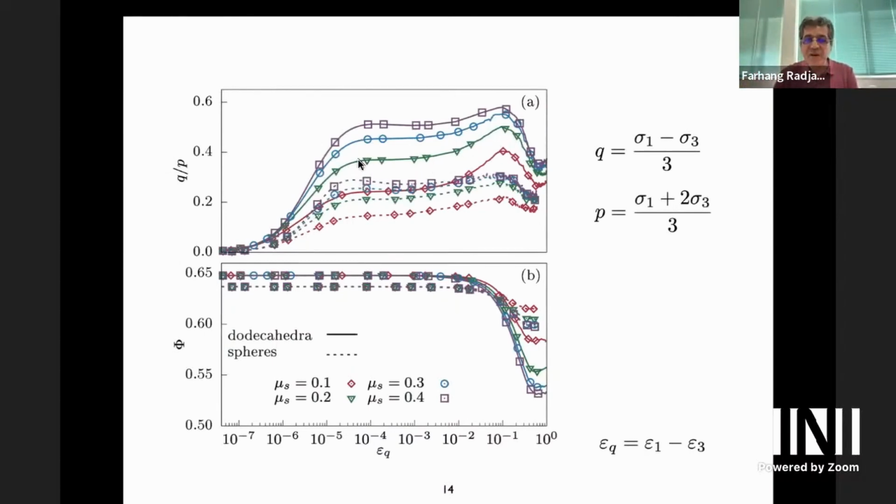And as you see for polyhedra here in solid lines, as friction increases, we have larger value of Q over P. It goes through a peak for each of them. So this is the stress peak reached at a strain of about 0.1. And then it is softening behavior, as you know, where the system is almost unstable beyond this peak point. So we have the same behavior for all of them. For spheres, they are lower as expected, but it increases with friction, as you can see.